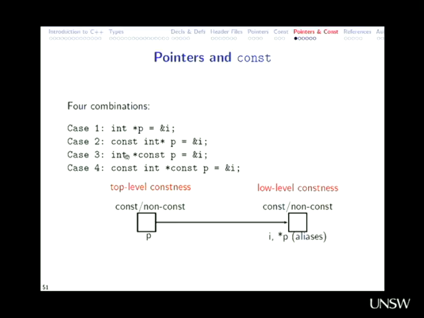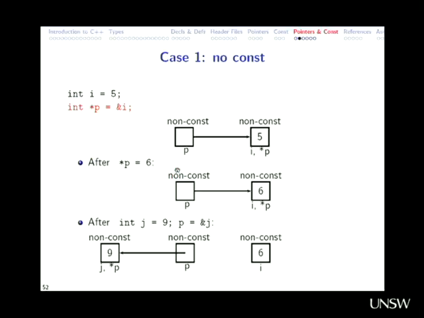The third one you have is a constant pointer to an int. And the fourth one you have is a constant pointer to a constant int. Okay? So I've got 4 slides to illustrate this.